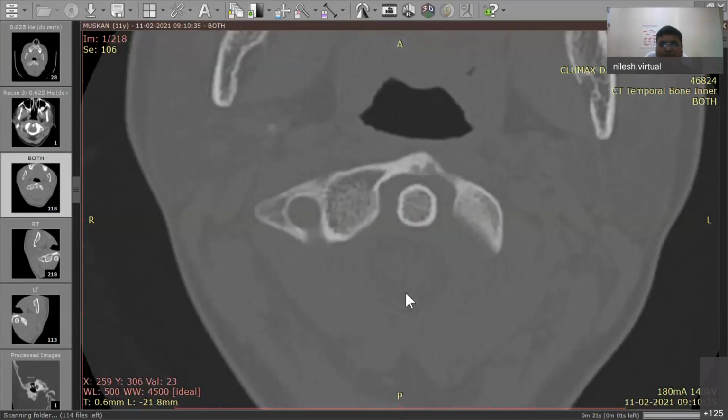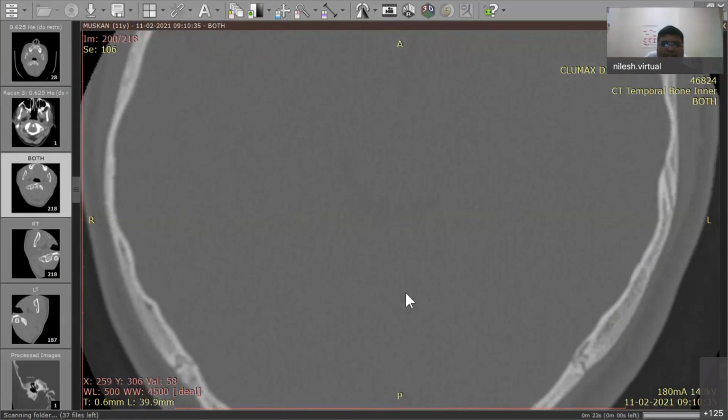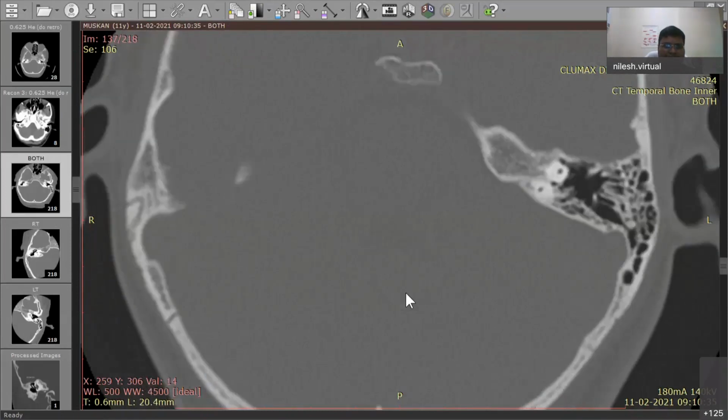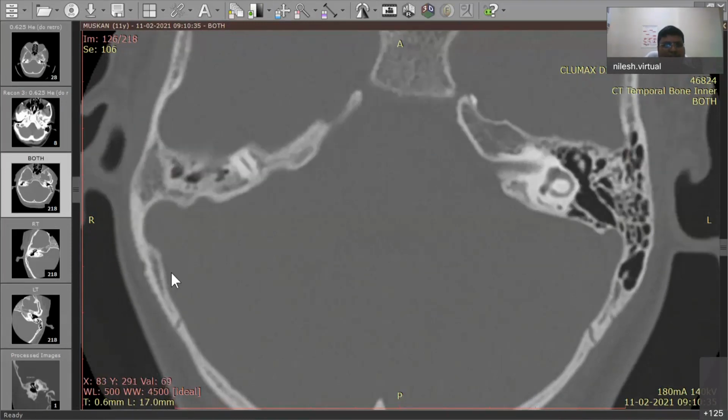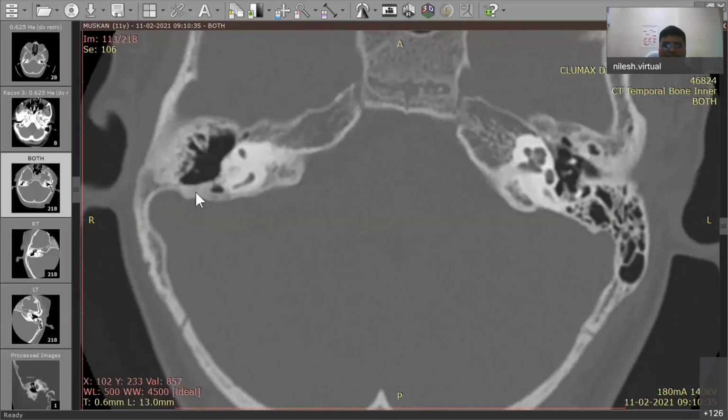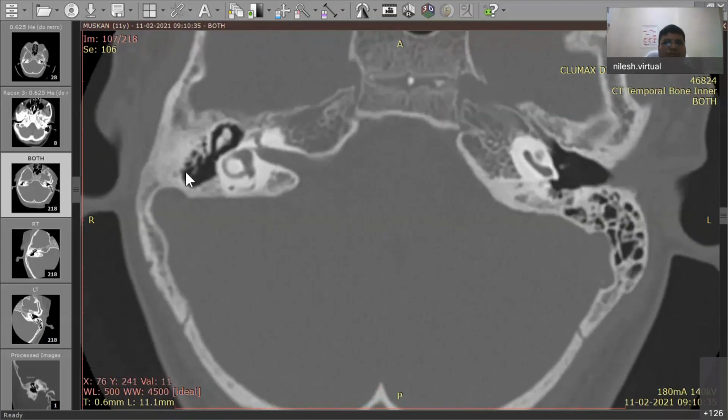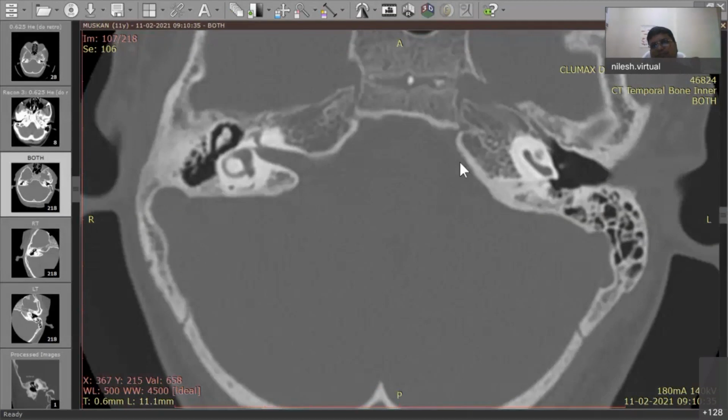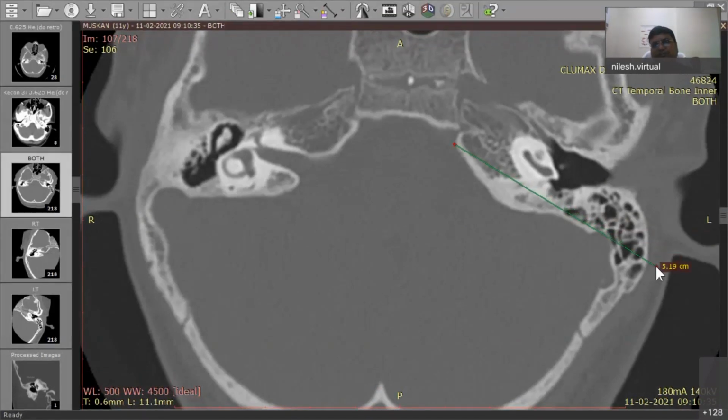So what do we do to find out the sigmoid sinus? We go in the higher cuts and we find the transverse sinus. It will be somewhere here, and then we keep scrolling down along the sigmoid sinus. Here you can see where the sigmoid sinus is going. What I was telling you, I'll mark it here now. See, this is the normal side. Just try to draw a rough line all along the posterior fossa dura, and see this sinus is not projecting out, meaning it is a normally placed sinus.